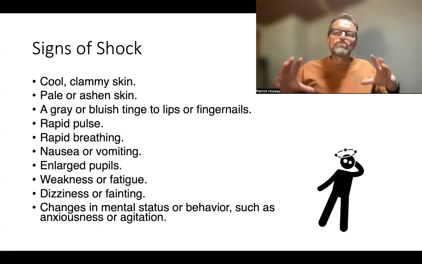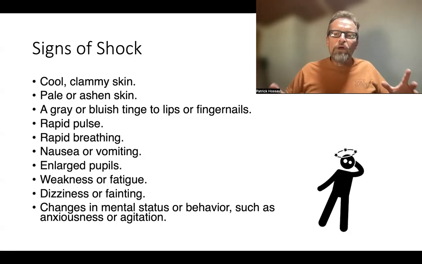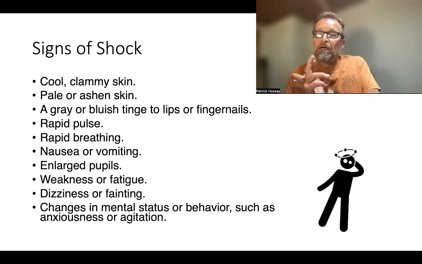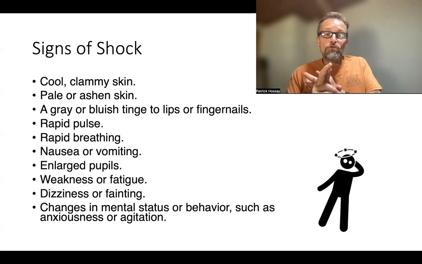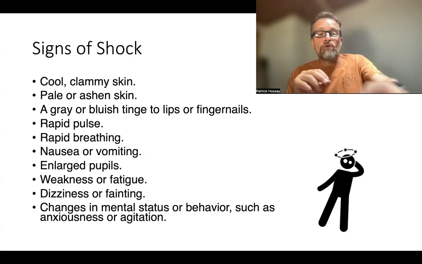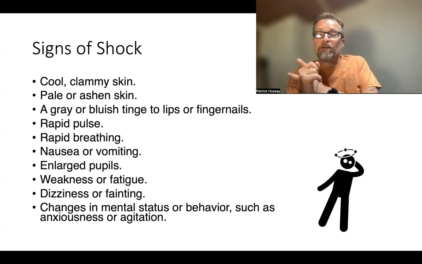So I'm going to just talk about general characteristics of shock so that you will recognize when somebody's in shock and treat them accordingly. And there's not that much you can do, but it's important that you do what you can. So some of the signs: cool, clammy skin. That makes sense because they've got inadequate perfusion. Pale or ashen skin, or what's not there, cyanosis. It does that gray or bluish tint to lips and fingernails.